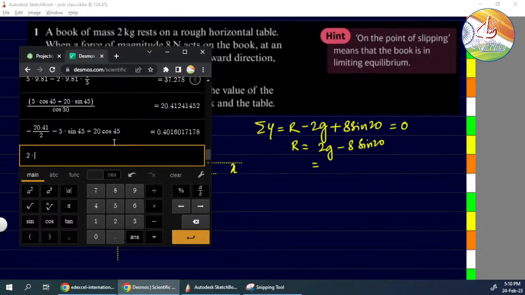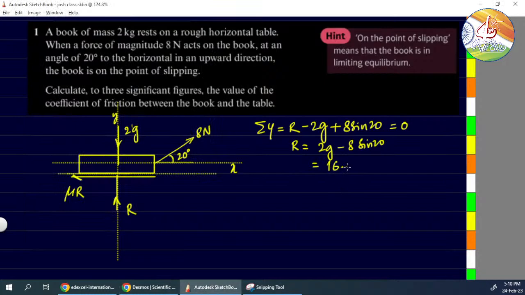So 2 into 9.81 minus 8 into sine 20, 16.88. Correct? Yes. So now once we know this, we can go with sigma x.